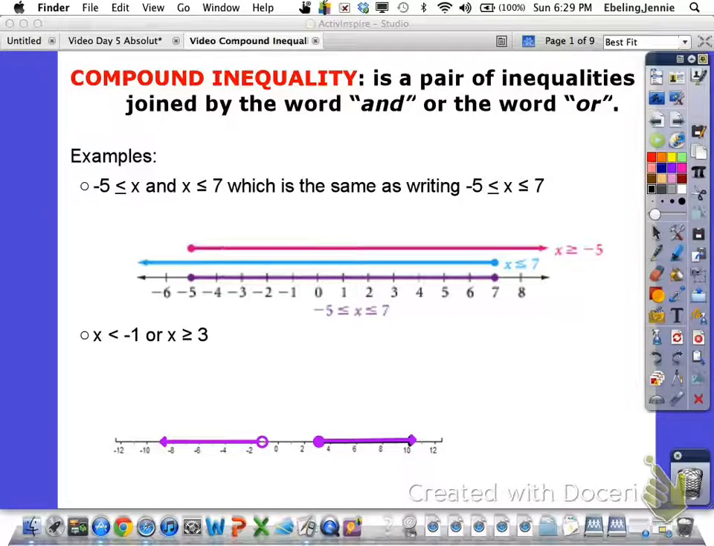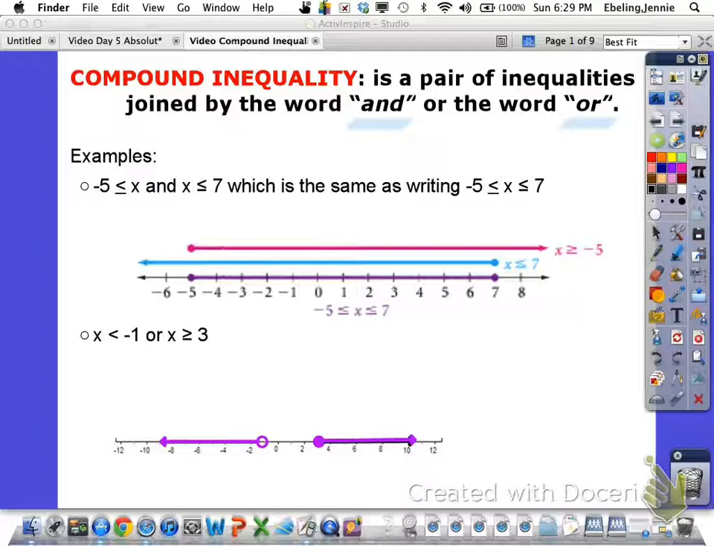Hi, today we're going to talk about compound inequalities. A compound inequality is an inequality that's joined by the words "and" or "or". So it's basically taking two inequalities and putting them into one problem.